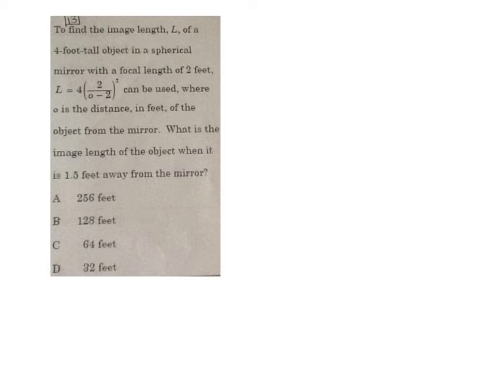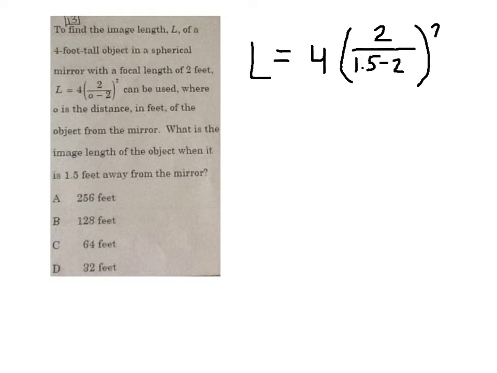The question is asking: what is the image length of the object, that's L, when it is 1.5 feet away from the mirror? The distance away from the mirror is represented by O. So what we're going to do is rewrite our formula, except instead of O, we're going to plug in 1.5 feet. So this gives us 2 over, instead of O, we're using 1.5 minus 2 squared.